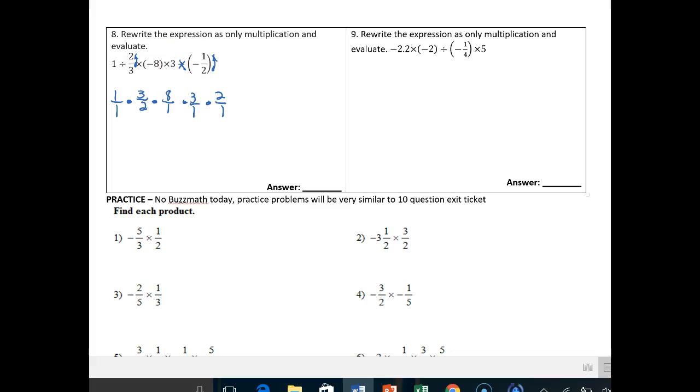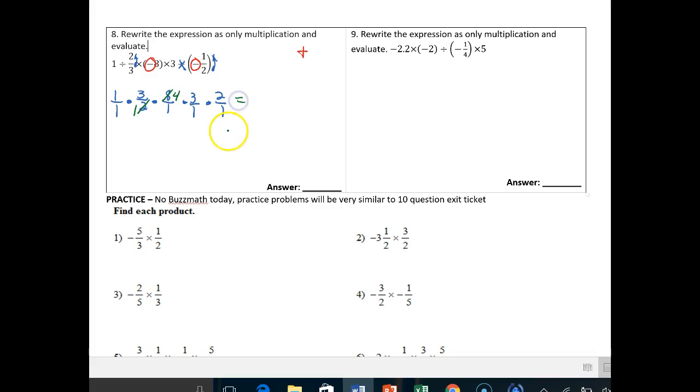Why do I need to avoid my negative signs? Because look, I've got 2 of them. Because I have 2 negatives, my answer is going to be positive, so I can forget all about them. All right? So here, let's look to cross cancel. Can I cross cancel anything? Oh, yes, I can right there. 2 divided by 2 is 1, 8 divided by 2 is 4.